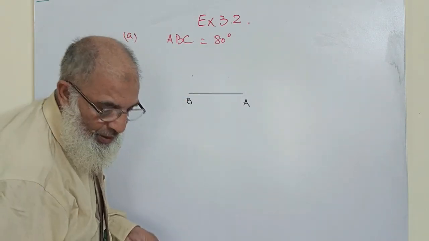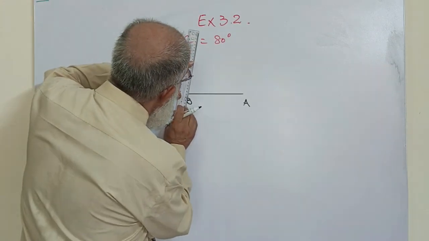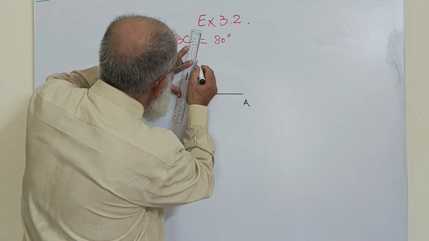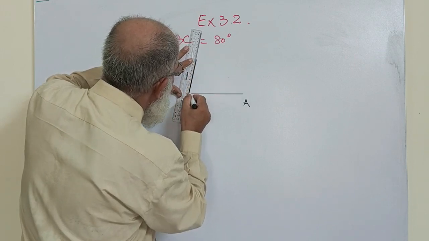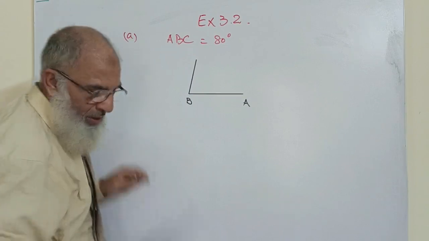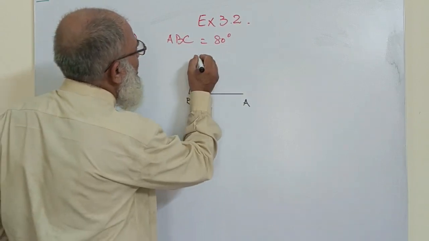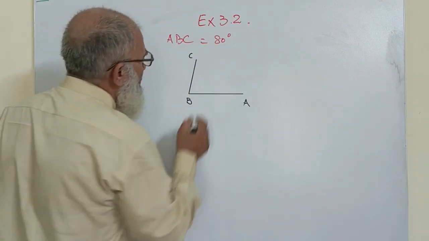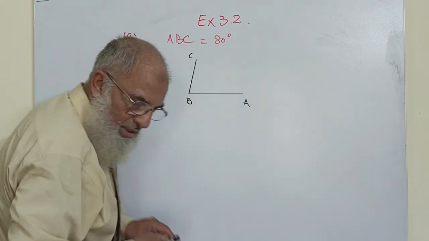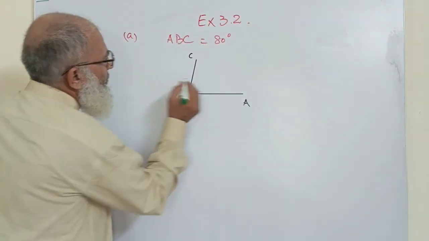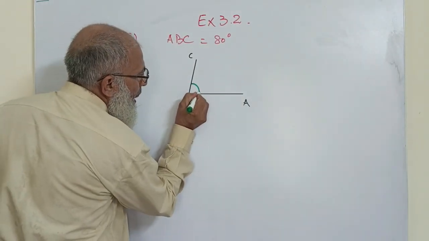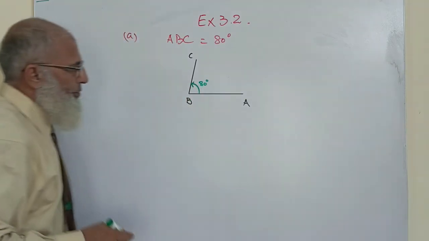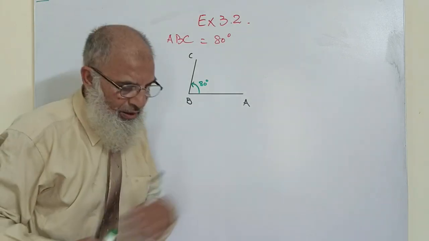Then what we do, we'll just join the 2 points very accurately like this, and this side is C. You may extend it with your ruler. Now this angle is 80 degrees. Okay, very easy question.